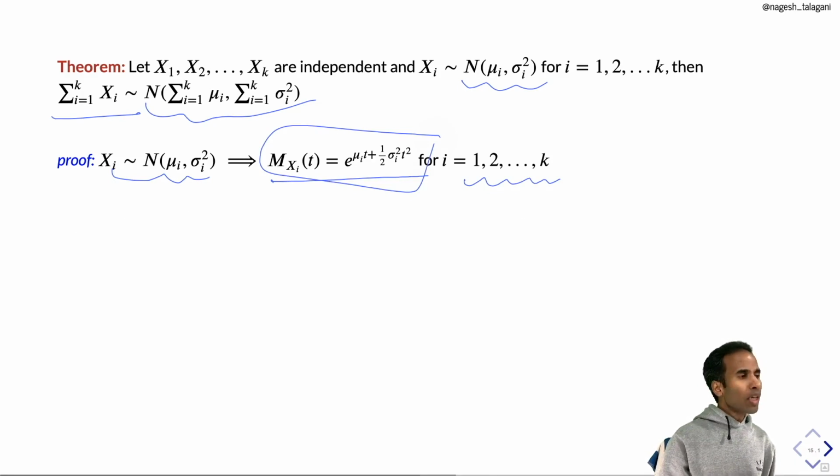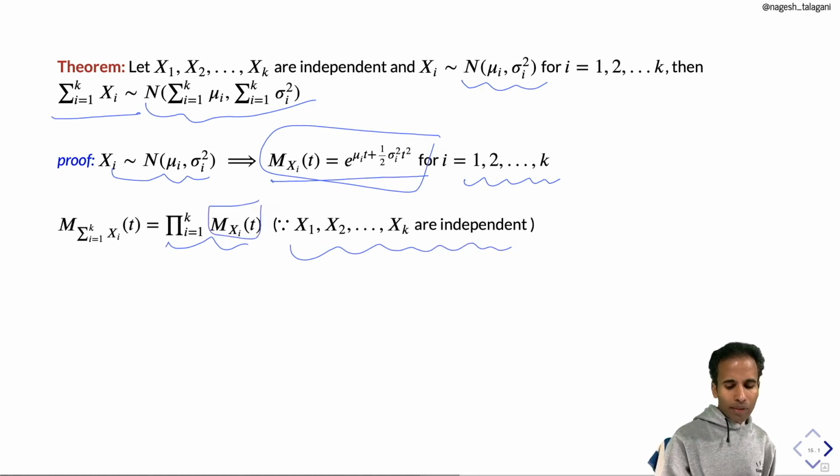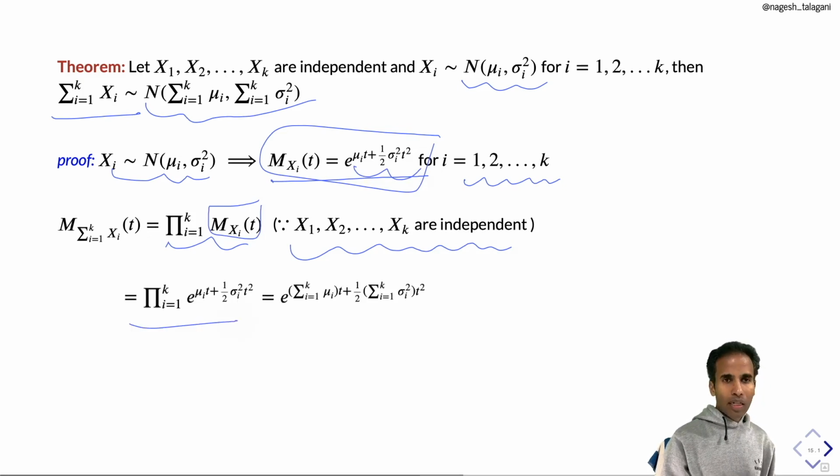Now the MGF of summation Xi from i equal to 1 to k at t is going to be the product of MGFs of Xi at t from i equal to 1 to k, since X1, X2, and so on, Xk are independent. If you replace M Xi of t with this, you end up with this product, and this product will be simplified to e power summation mu i from i equal to 1 to k times t plus half times summation sigma i square from i equal to 1 to k times t square.